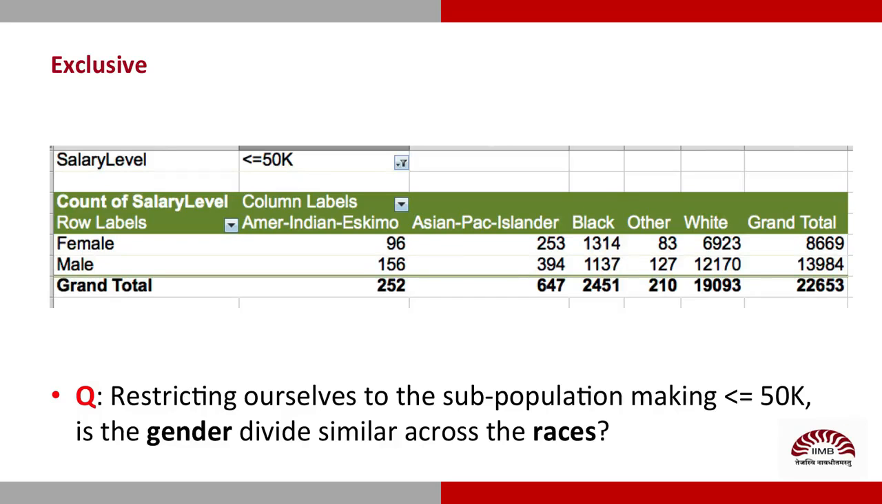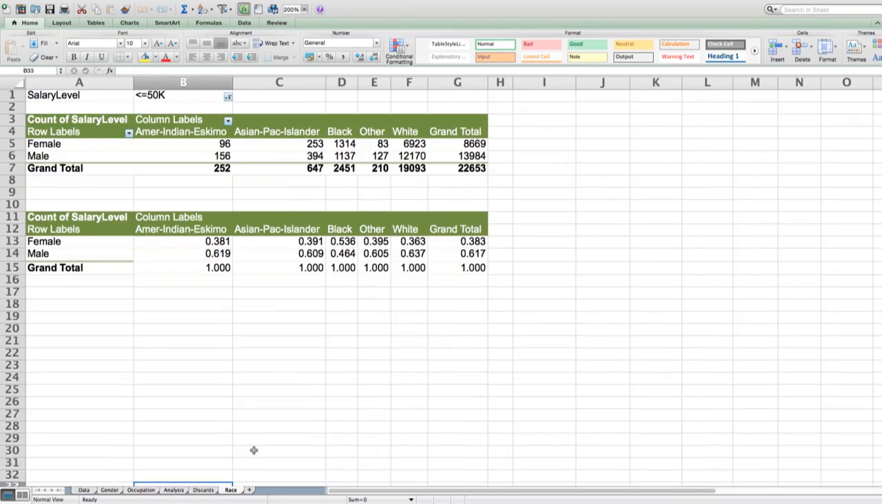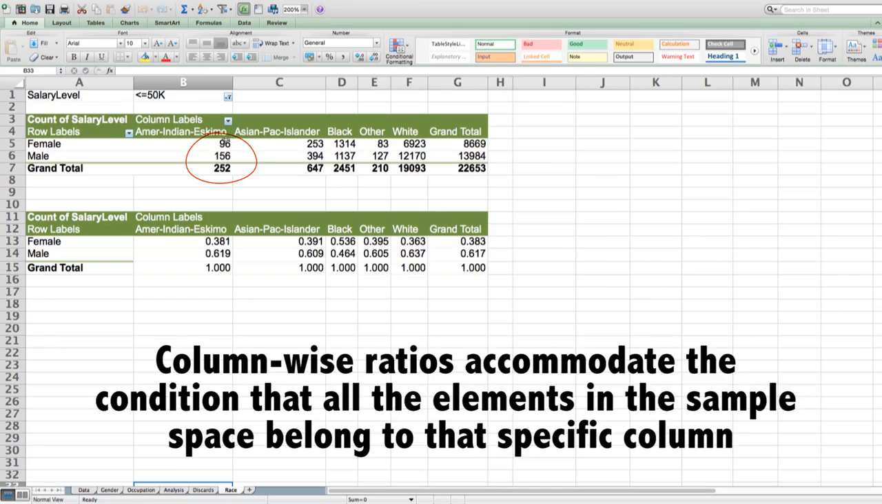Let's focus on people who make under $50,000. Then we can ask if the gender divide is similar across the races. I've gone ahead and built the necessary pivot table with the focus on the race variable. I've put it here in my race tab. Now these numbers are all quite confusing. So we've replaced everything by their column-wise ratios. For example, 96 has been replaced by 96 divided by 252 and so on.